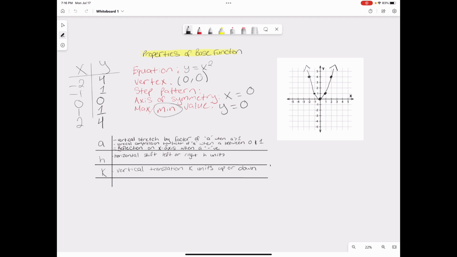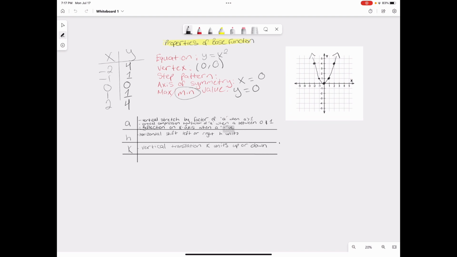Now, when we have a transformed equation, we can tell what the different transformations are from the original by identifying what changes are made to the a, h, and k values. So the coefficient in front of the x squared is the a value, and if it is a number greater than 1, that means there is a vertical stretch by that factor. And then if there is a number between 0 and 1, so 0.5, 0.25, 0.75, then that would be a vertical compression. And if it is a negative, then it is a reflection on the x-axis.